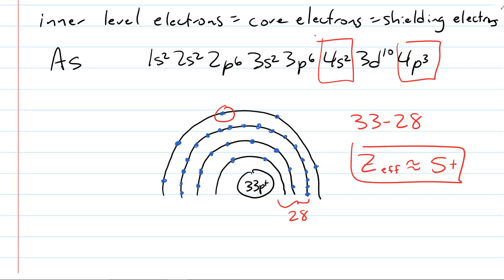If you counted through there at the number of electrons in each level, how many are in the first energy level? 2. In the second there'd be 8. In the third there'd be 18. And in the fourth one there would be 5. So all together, if you sum together 2, 8, and 18, you would get 28. You then subtract that 28 from 33, and you'd wind up with the effective nuclear charge of 5 plus. Any questions?